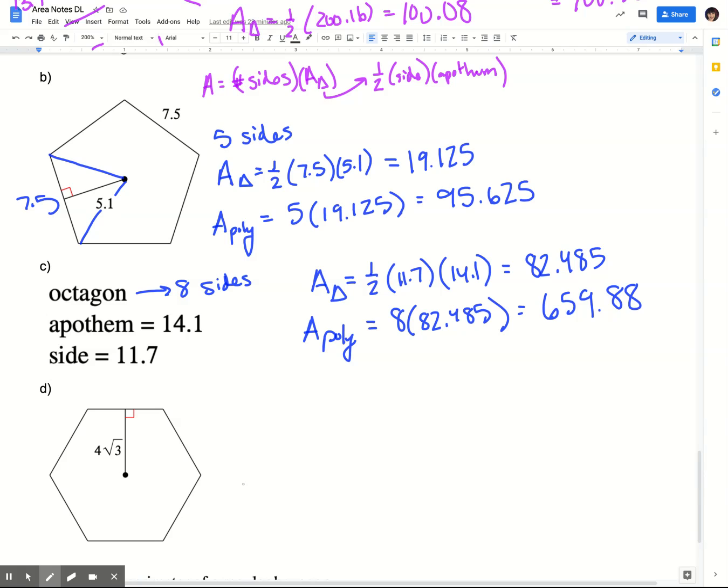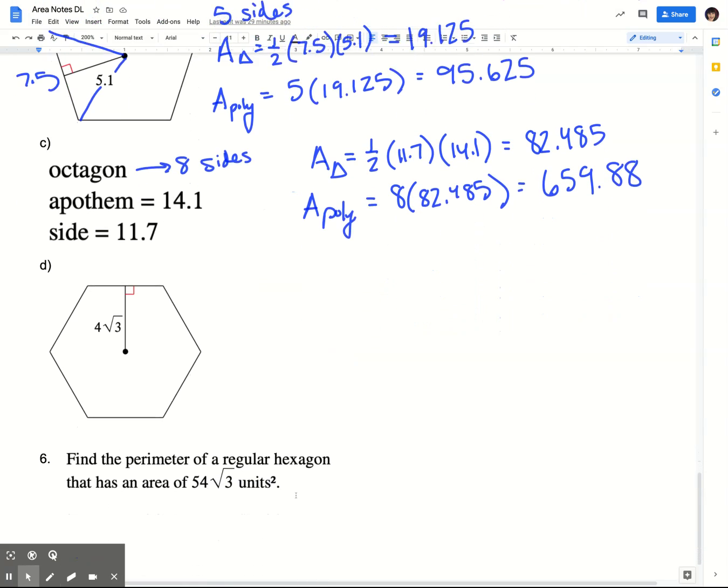When you draw them this way, from the center out to the edge, there are 8 of those isosceles triangles. And you just multiply that through, and I got 659.88. If you rounded right here, you may have gotten a slightly different value than I did. But again, totally fine. It's just because of rounding.